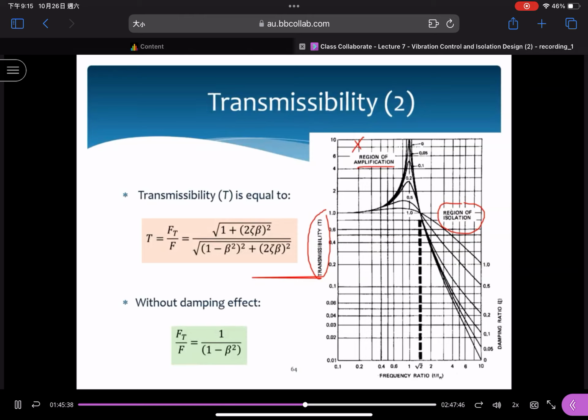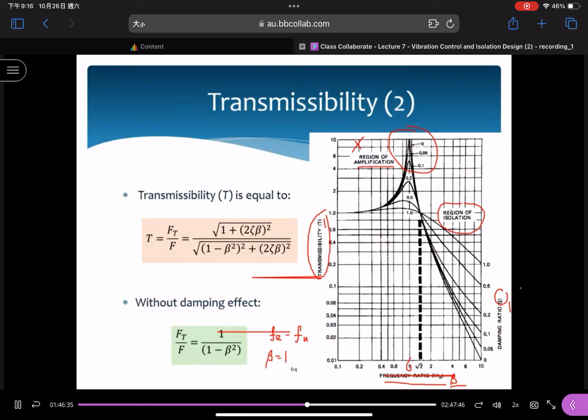Okay, now how about the x-axis? The x-axis is frequency ratio. This is beta, okay? And on the right-hand side, this is theta. So this figure connects three parameters: the transmissibility, the frequency ratio, and the damping ratio. Okay, when the frequency ratio is equal to 1, that means the external frequency is equal to the natural frequency. Under this case, beta is equal to 1, correct? When beta is equal to 1, what does it mean? It means that resonance occurs, this part. And this is the regional amplification.